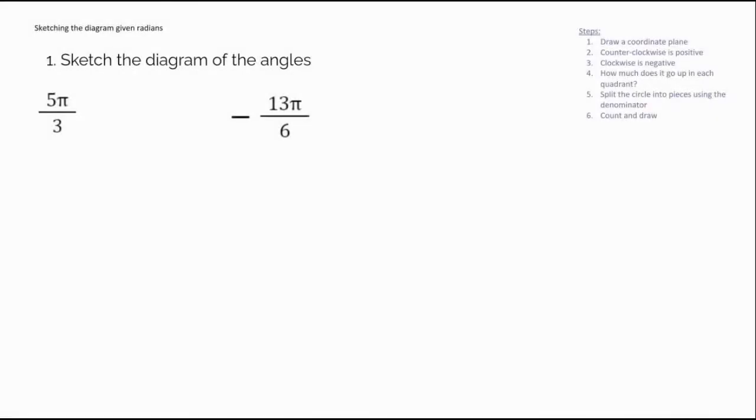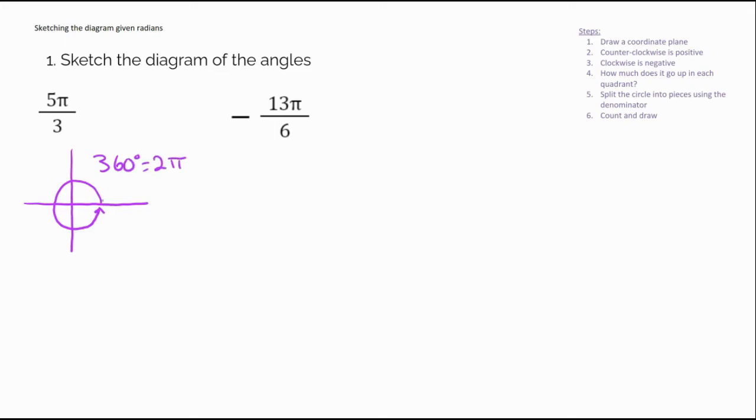Here I'm asked to sketch the diagram of the angles that are given here in radians. I know they're in radians because I see that it includes pi here. So what I'm going to do first is, I know that if I am going around the coordinate plane in radians, an entire 360 degrees is the same thing as 2 pi radians.